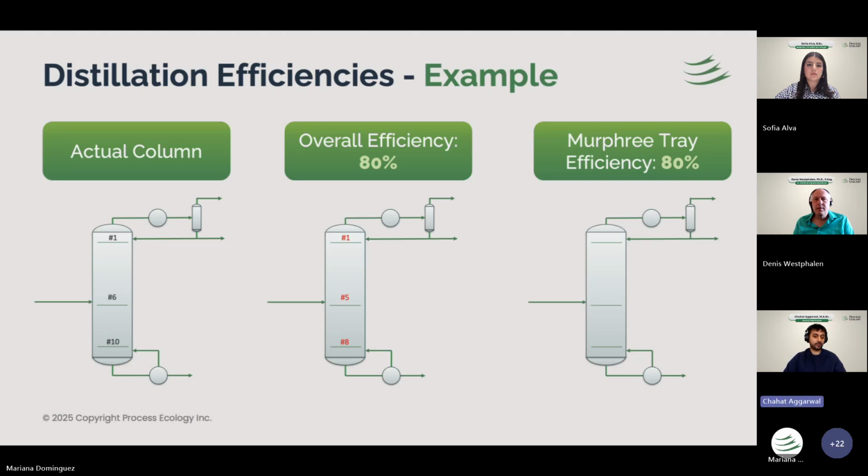On the right, we have the tray efficiency model, where we maintain the full actual 10 trays equal to the actual column, and the draw and feed stages line up with the actual tray number. So for each of those trays, we implement a tray efficiency number, which affects the vapor liquid equilibrium for each of those trays. Going to the next slide.